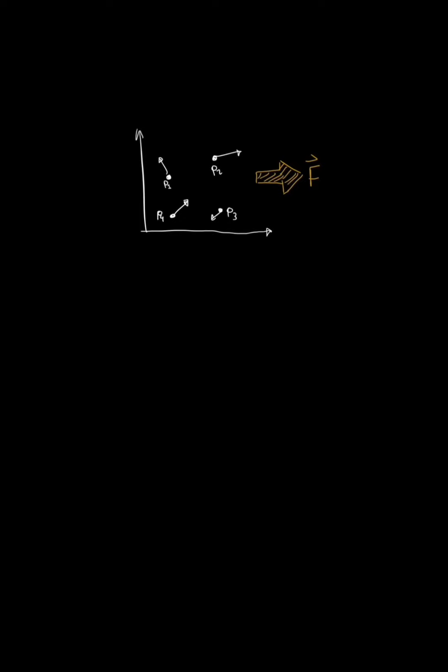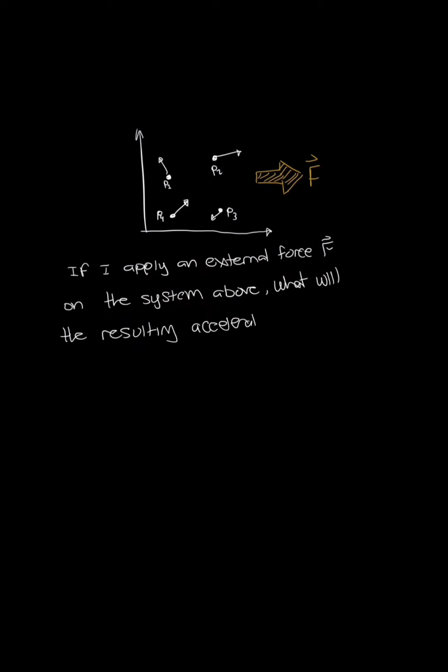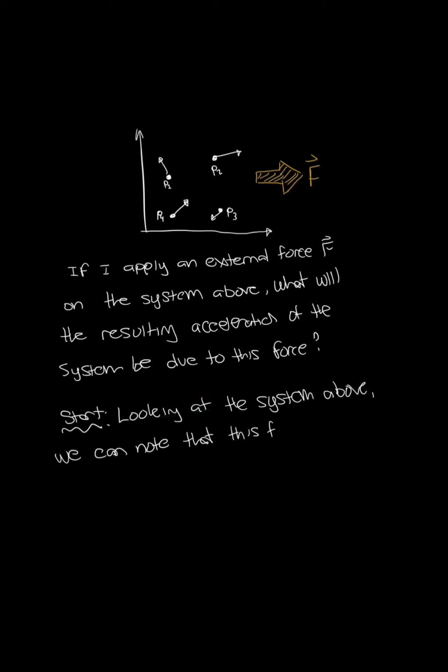All right, so let's say you're given this diagram here of a four-particle system, and the question says, if I apply an external force F on the system above, what will the resulting acceleration of the system be due to this force? To start, looking at the system above, we can know that this force is being applied to all particles.